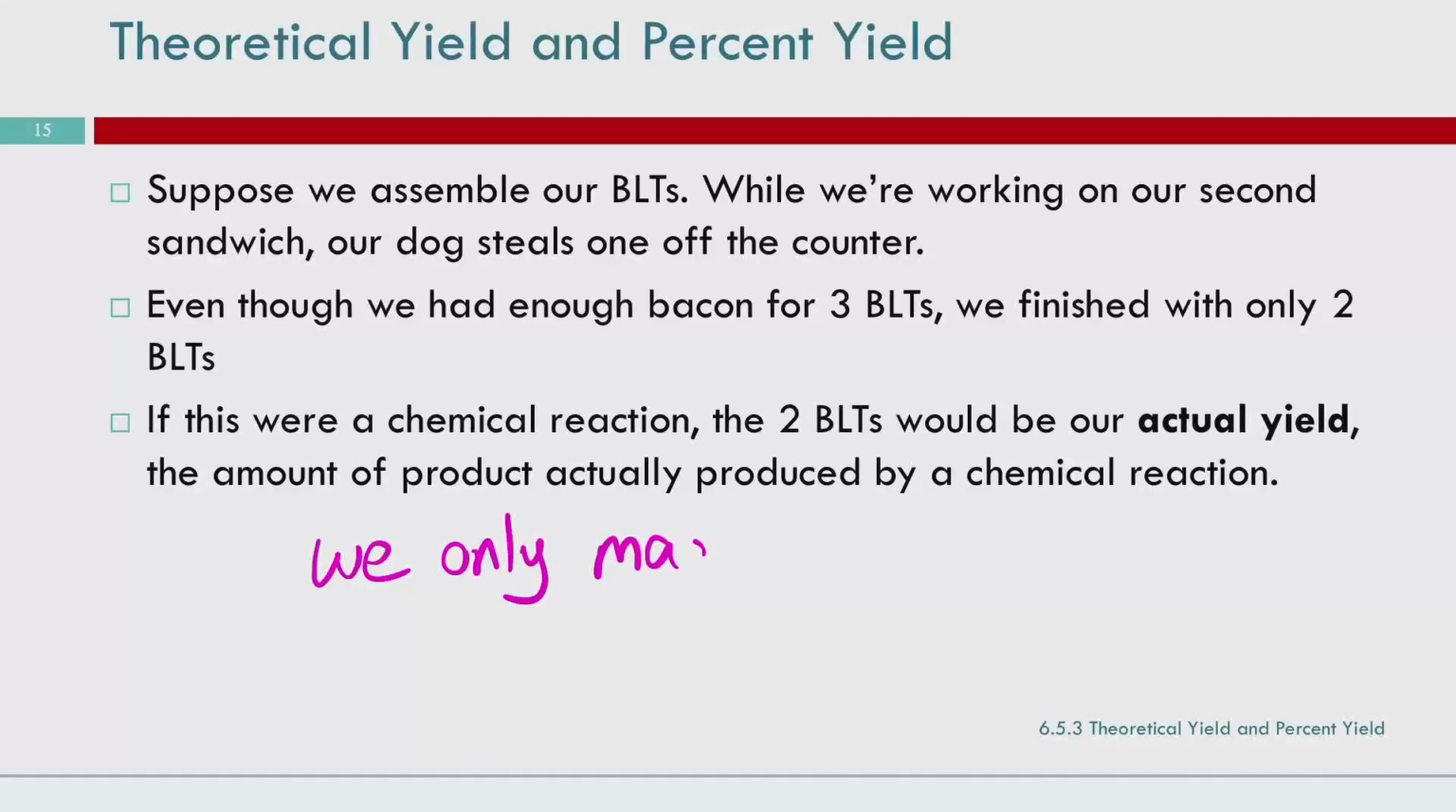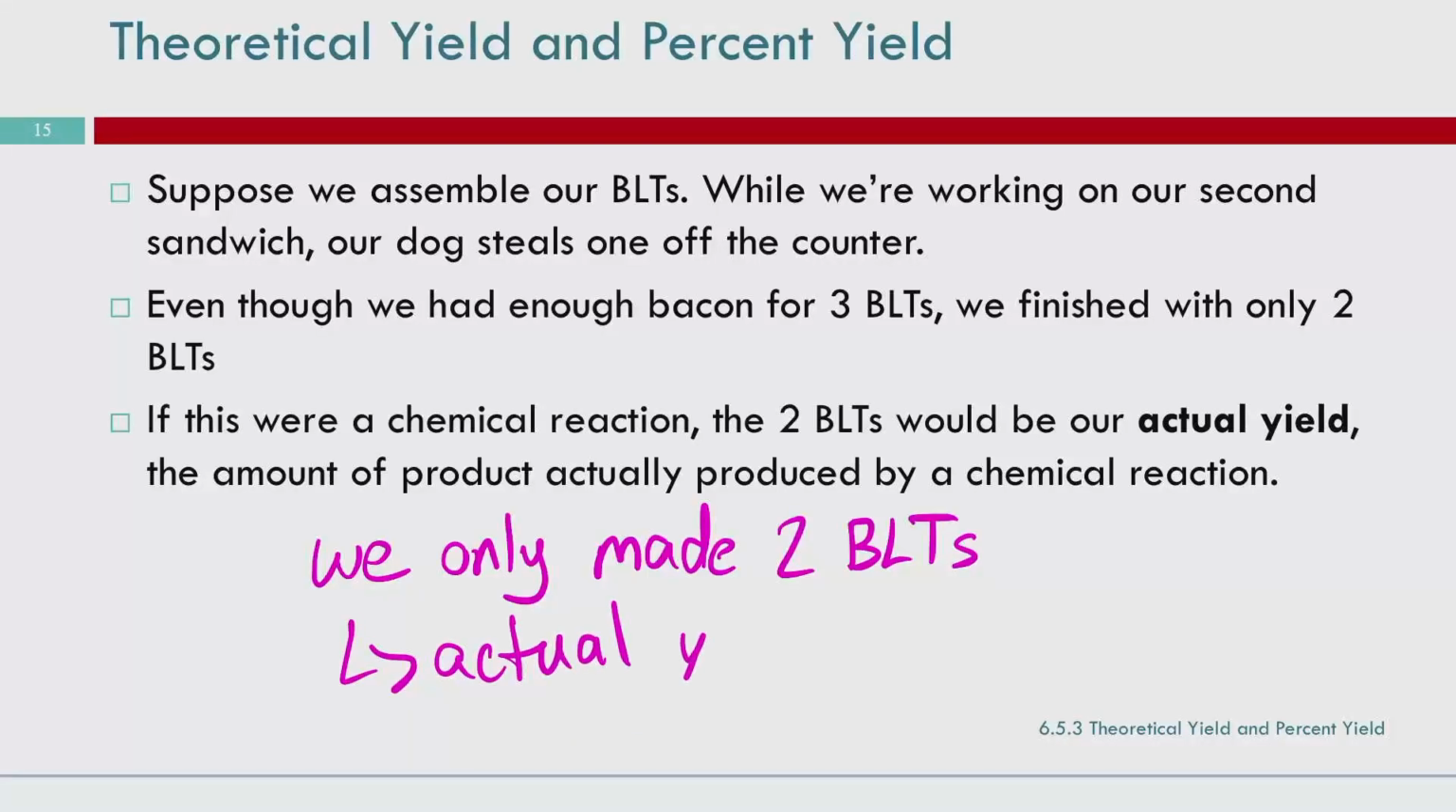We only made 2 BLTs. We ended up with 2 sandwiches, not 3 sandwiches. So that was our actual yield. In chemical reactions, we also often end up with an actual yield that is lower than our theoretical yield, because in theory we could have made 3, we only made 2. That also typically happens in chemical reactions, like in the lab.